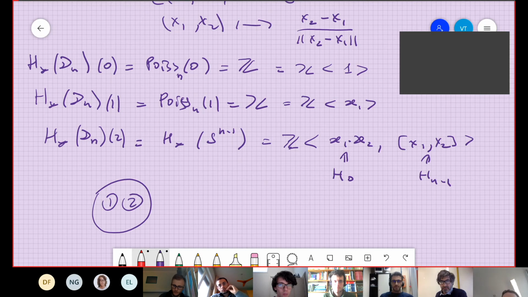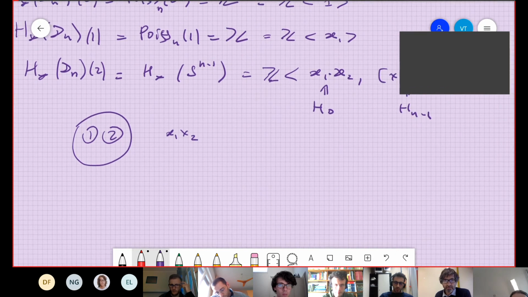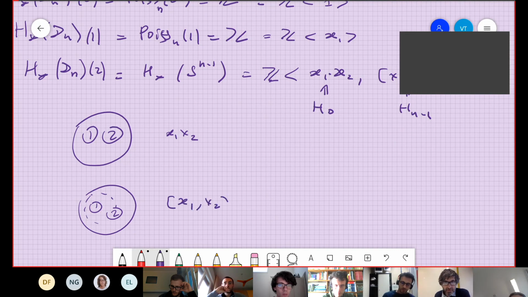That's why on homology it defines a commutative operation. So this is a representative of x1 x2, just any point there. And for the bracket, what we want to do is take one disk and turn it around the other one. We can make the second one turn around the first one, making a sphere. And this exactly is the generator of this class.